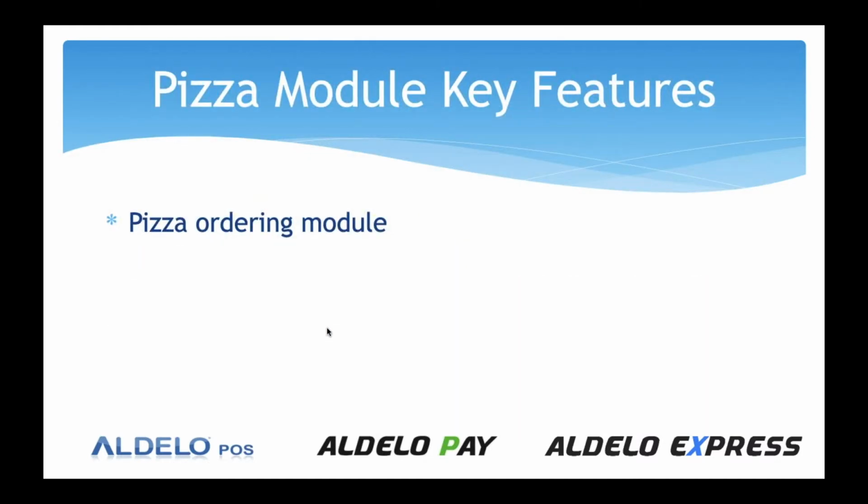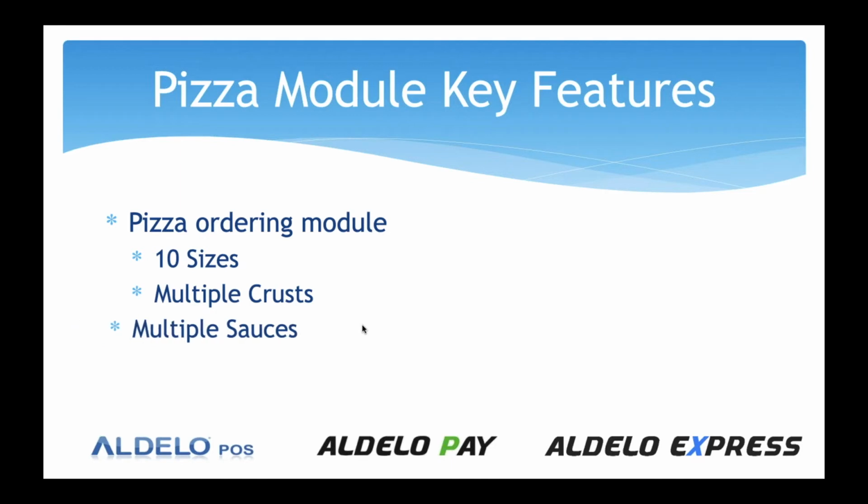In the pizza ordering module, you can have 10 different sizes of pizza, or you could have 10 different sizes of bread for your sandwiches, but you have 10 sizes to deal with. You have multiple crusts within that. So you can choose a different crust for each of the pizzas or a different bread type for the different sandwiches. Multiple different sauces, toppings, they are coming.